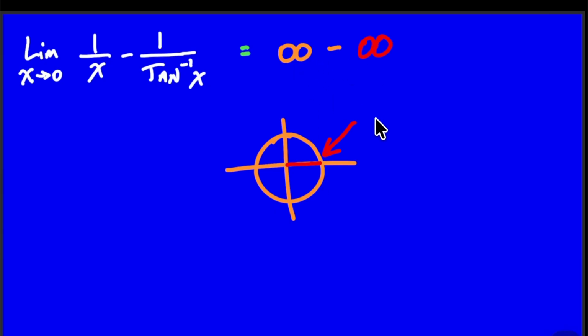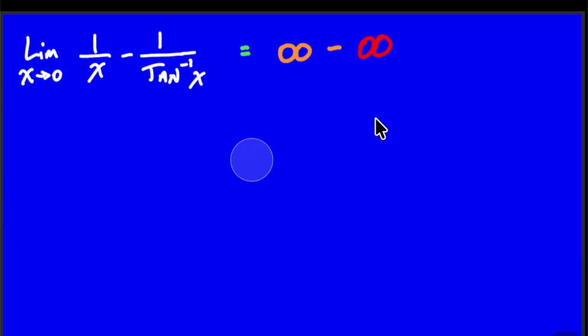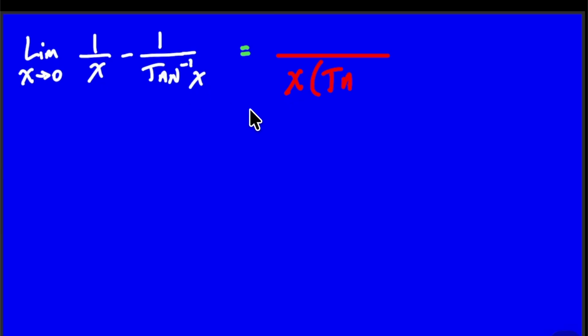It's indeterminate. So the idea here, folks, is to create a fraction, because if you get a fraction, then you might get lucky and have it qualify for L'Hopital's rule. So what we're going to do is create a common denominator, and that common denominator is going to be these two denominators multiplied by each other.